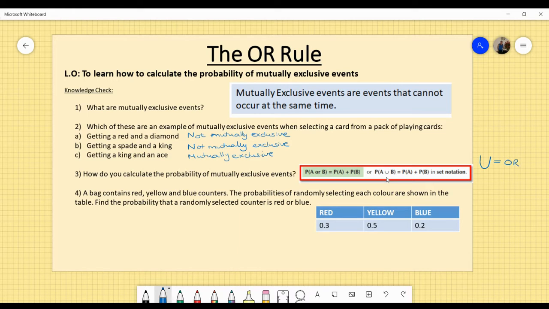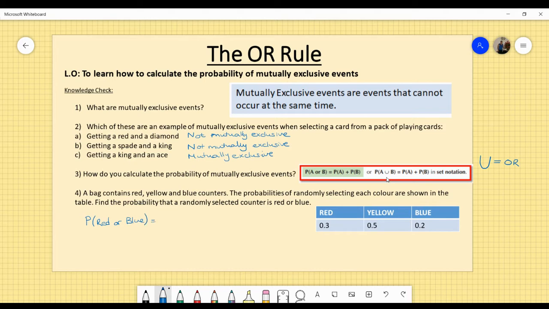Okay. And then if we have a look at question 4 then, so we can apply the rule. A bag contains red, yellow and blue counters. The probabilities of randomly selecting each colour are shown in the table. Find the probability of selecting a counter that is red or blue. So in terms of using the correct notation, we would start off with the probability of red or blue. So remember, that's how we write down probabilities of events.